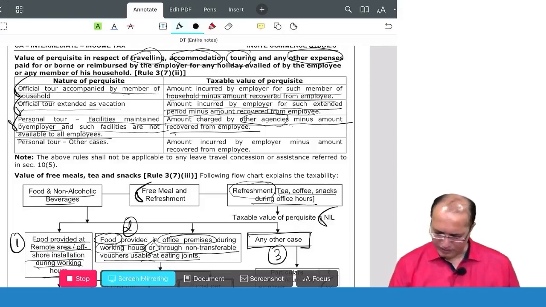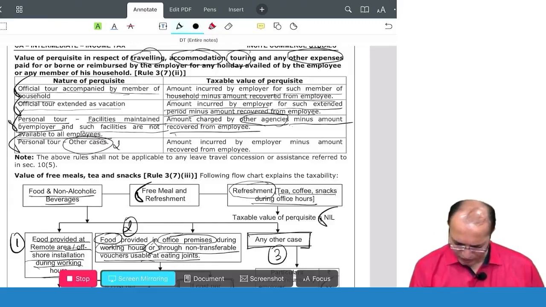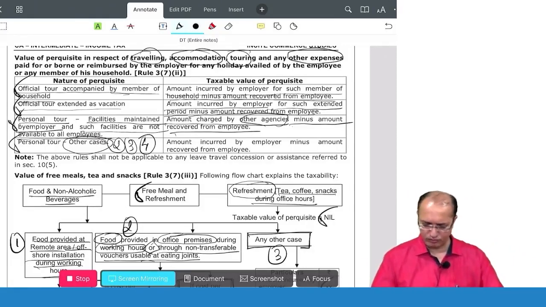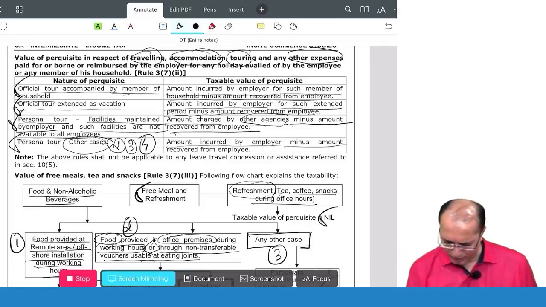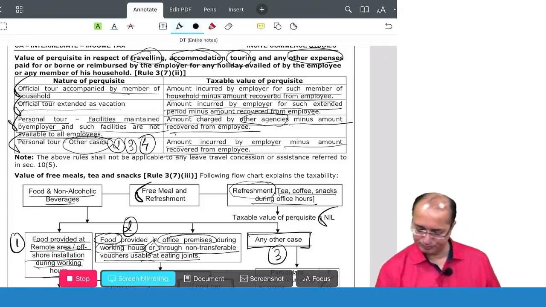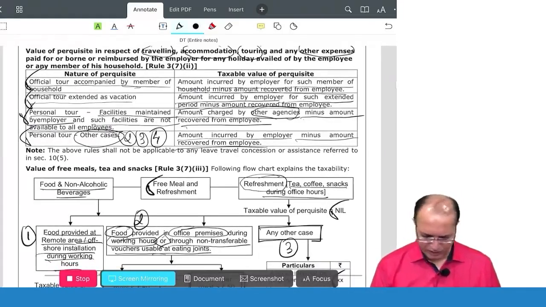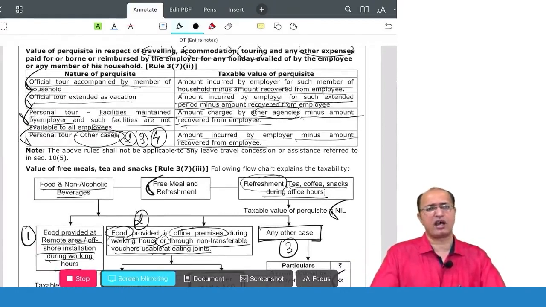Okay. Now let's move on to the last point. Personal tour, other cases. What do you mean by other cases? Combination number 2, combination number 3 and combination number 4. In that case, you apply the general rule: amount incurred by employer minus amount recovered from employee. Is that very clear? So with this we have completed this perquisite, traveling, accommodation, touring, other expenses.